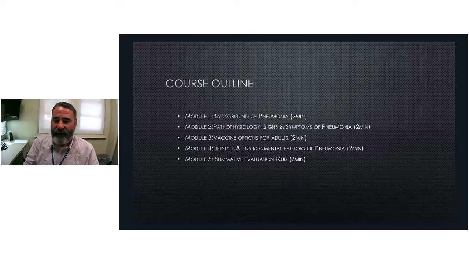So the course outline. Here's what you have to look forward to today. Module 1 will be a quick background of pneumonia. Module 2 will discuss some pathophysiology, signs and symptoms of pneumonia. Module 3, we will talk about the vaccine options for adults. And in Module 4, we'll discuss the lifestyle and environmental factors of pneumonia. And lastly, in Module 5, we're going to have a summative evaluation quiz to test your knowledge at the end.